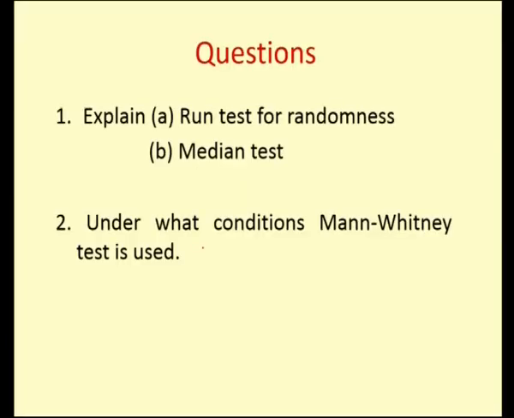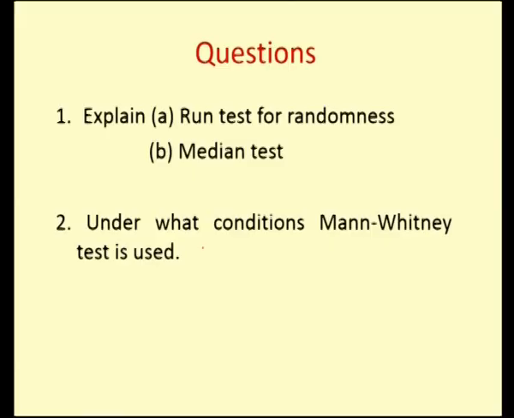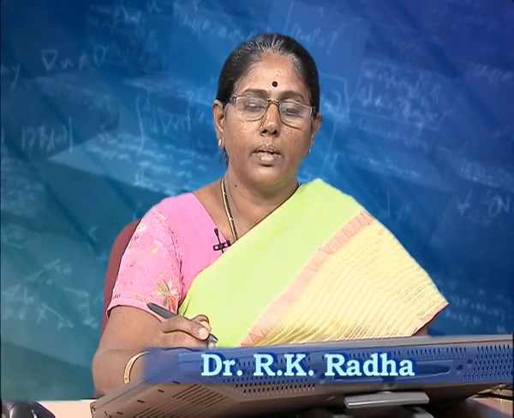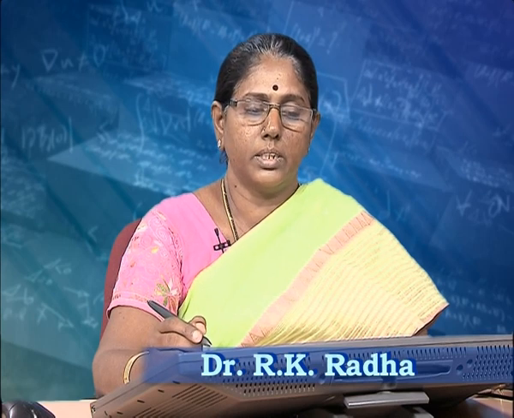Now, I have a few questions to be answered. You have to explain the run test for randomness and the median test. For the run test for randomness, state the test statistic and critical value, how you compare and draw the inference. In the median test, we have to discuss the two samples, then assign the ranks and work it out. When you come to the Mann-Whitney test, here you make use of your ranks. Depending upon the ranks, you find the one which has the higher ranks and draw the conclusions.